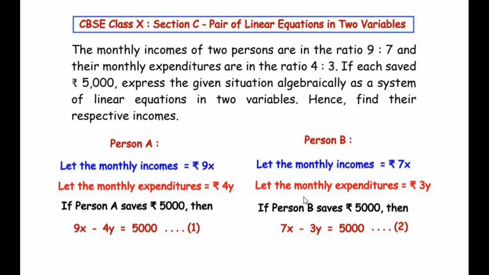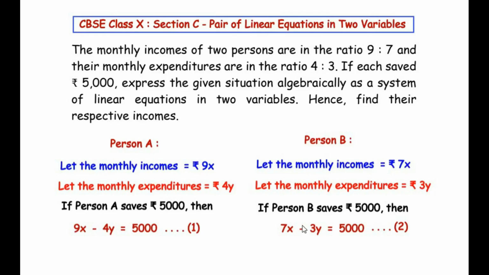Now if both are going to save rupees 5,000, then the respective equations become: 9x is how much person A is earning, minus how much he is going to spend, that is 4y, and after spending he is going to have 5,000 as a saving amount. So 9x minus 4y is equal to 5,000. Let us consider this as equation 1.